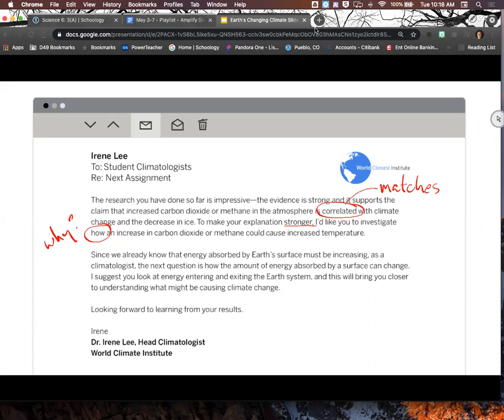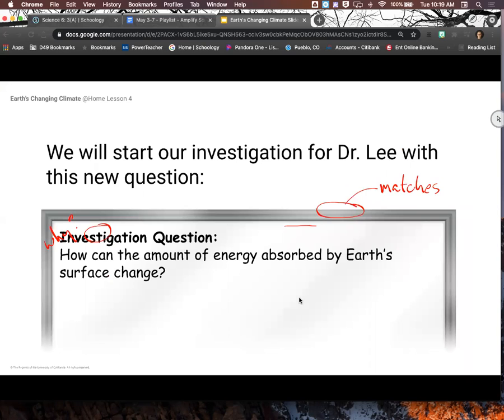She signs it Irene, Dr. Irene Lee. She's the head climatologist of the World Climate Institute. Now, of course, this is a fiction here, but we're playing a role, and that helps us anchor the knowledge that we're learning as we move through this unit on climate change.